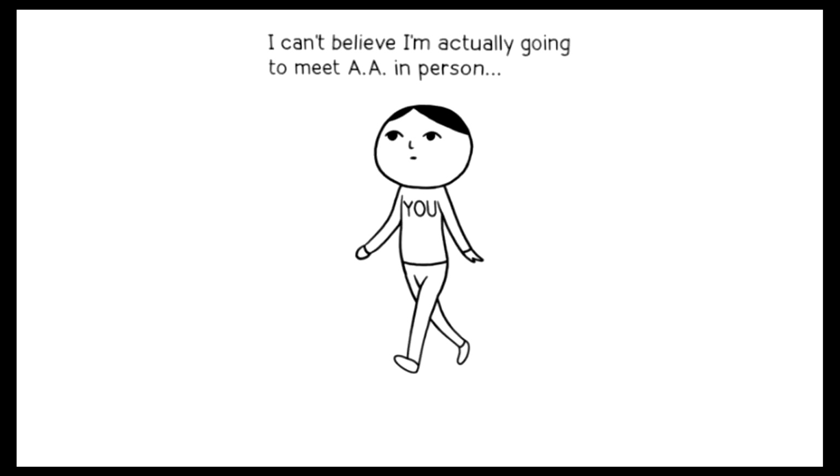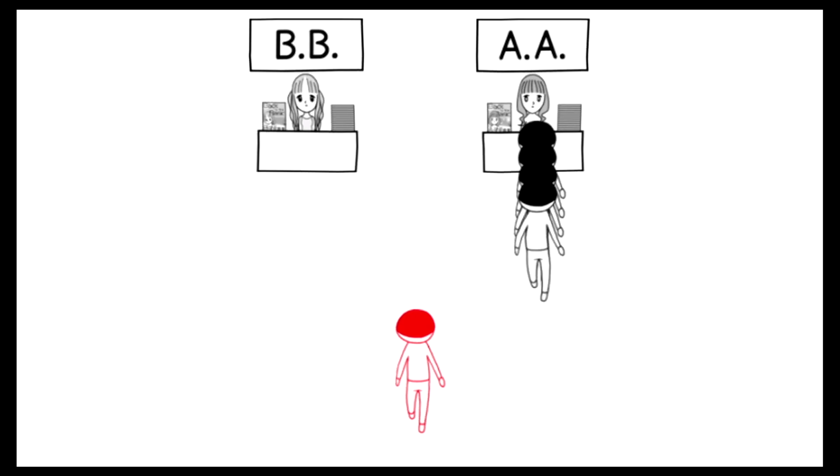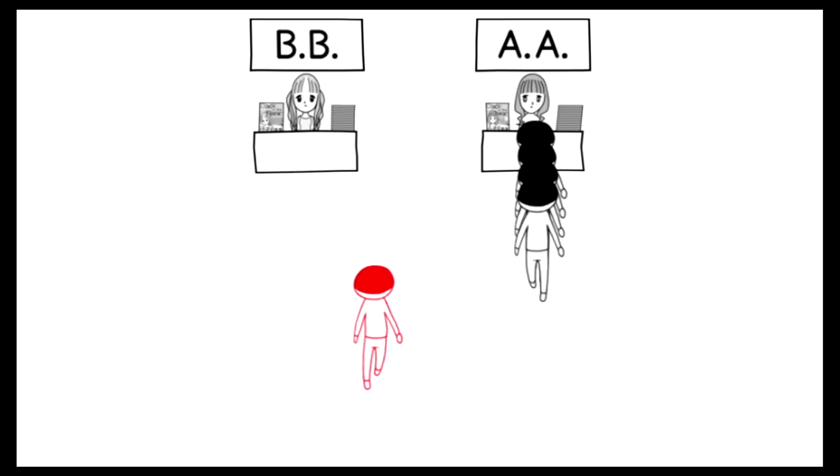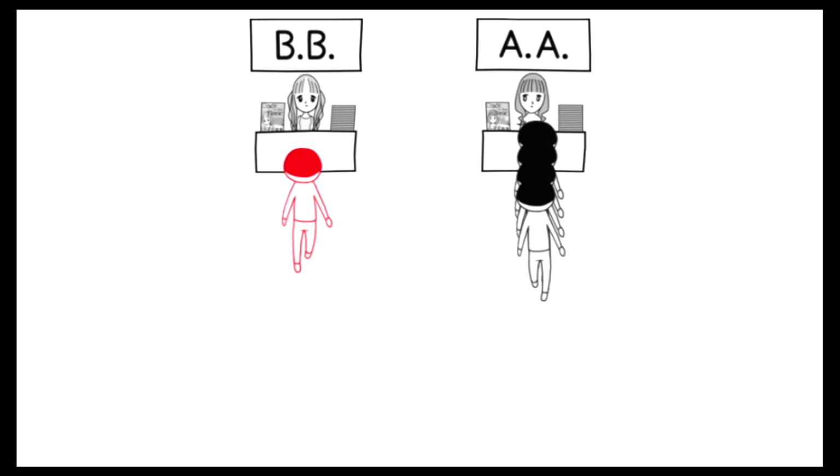Oh, number 42. Don't panic. I can't believe I'm actually going to meet AA in person. Oh, but there's a lot. Okay. But BB has nobody in line. Let's go get her autograph. Yeah, make her feel valuable. There we go.